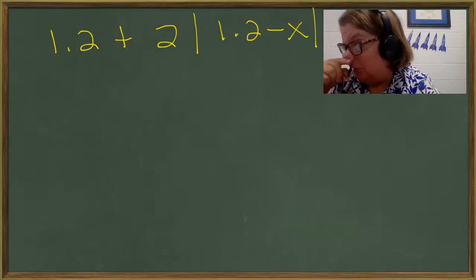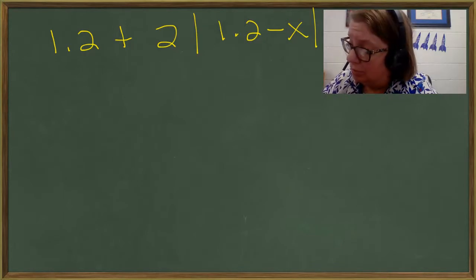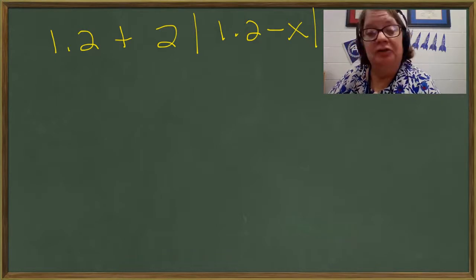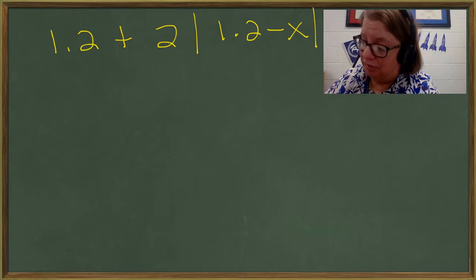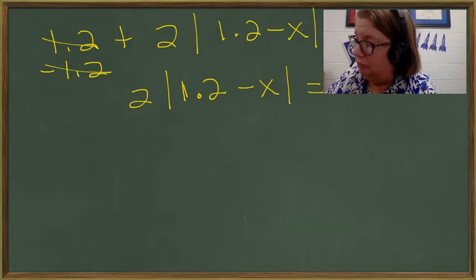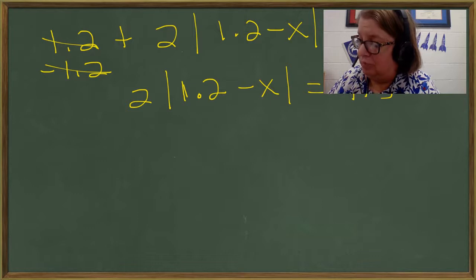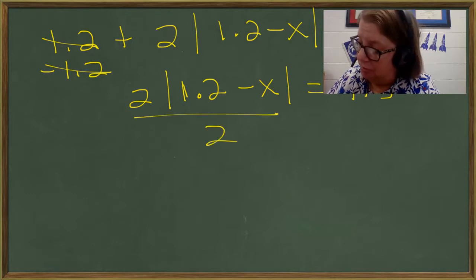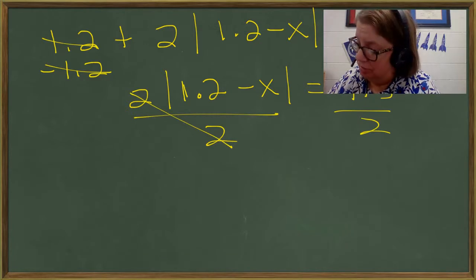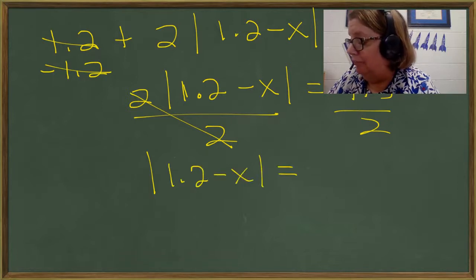Some people will do that as x minus 1.2. It really doesn't matter either way there. I would do it the same way every time though, so you don't get confused. Now to solve this equation, I want to isolate the absolute value, so I'm going to subtract 1.2. These subtract out. This is 1.5. Now, divide by 2 to get rid of these. That divides out. This is now absolute value of 1.2 minus x equals 1.5 divided by 2.